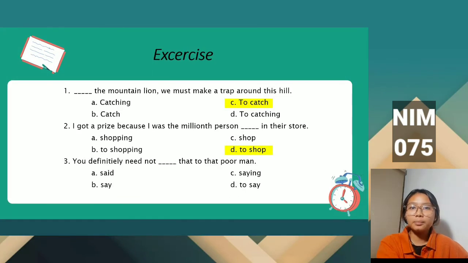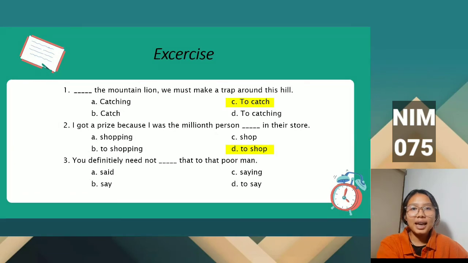Example number 3. You definitely need not blank that to that poor man. The word need not is a special verb that usually needs to be followed by a bare infinitive. The answer to this question is option B, say.